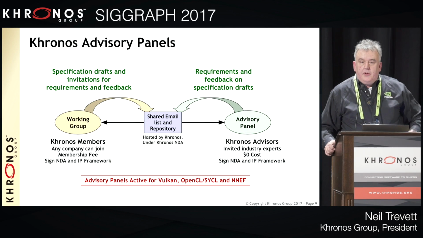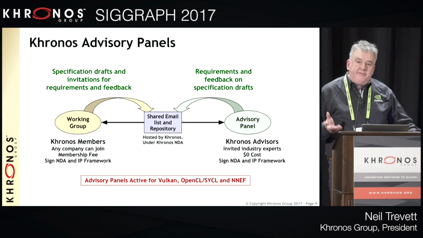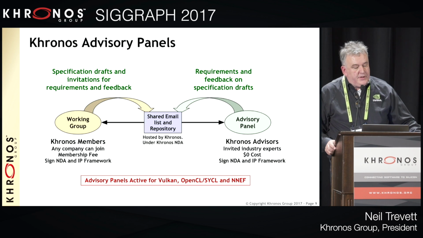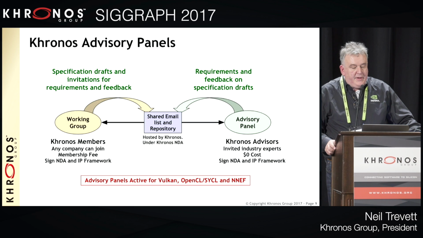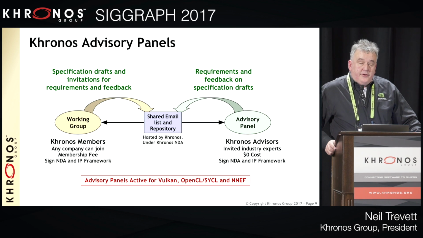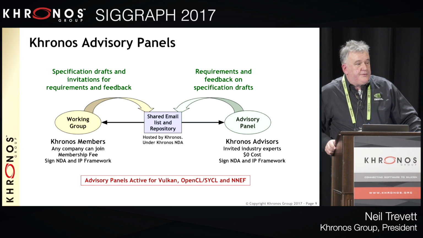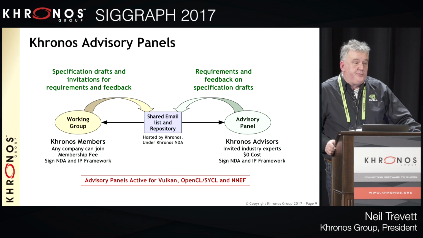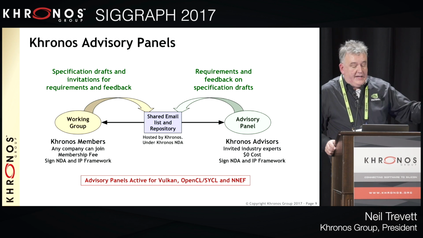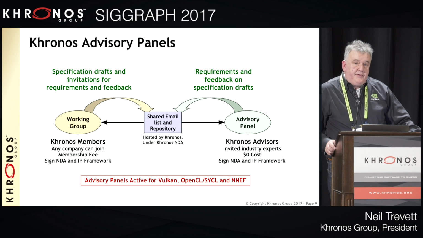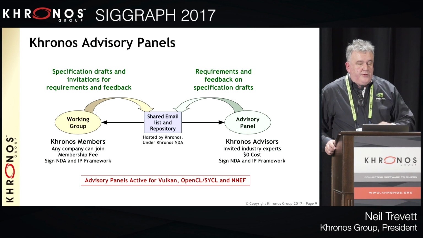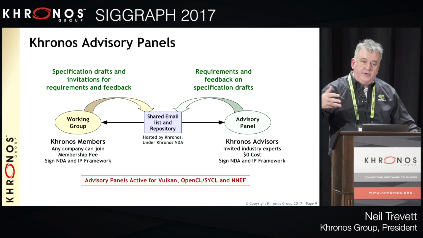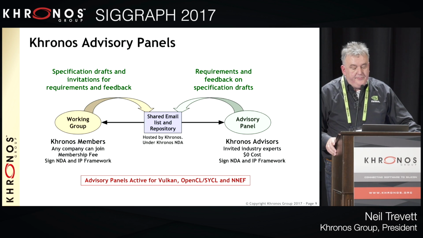We've had these for a while, but we're revving them up. We want to have deeper engagement with the developer community. We have things called advisory panels. It doesn't cost that much to join Khronos. If you're working for a company, $3,500 is the entry price for smaller companies to join Khronos and get full access to everything. But even if that's too much, we have Khronos advisory panels where we invite folks who want to contribute to the roadmap and specifications.